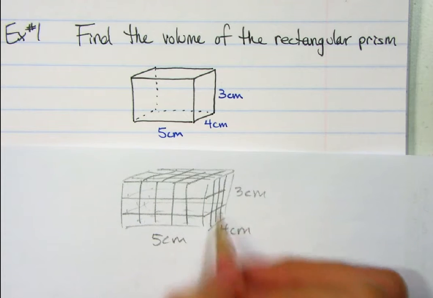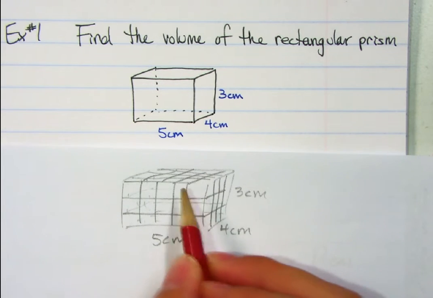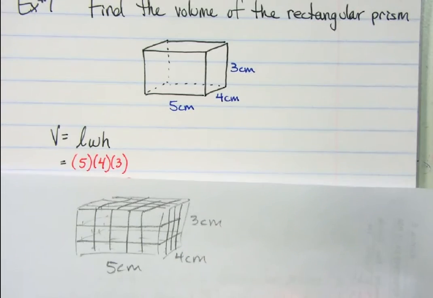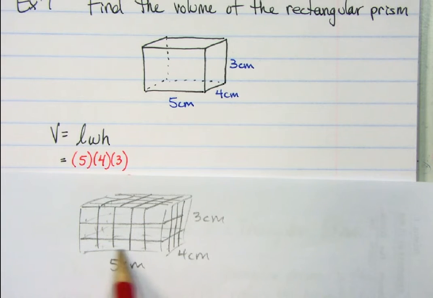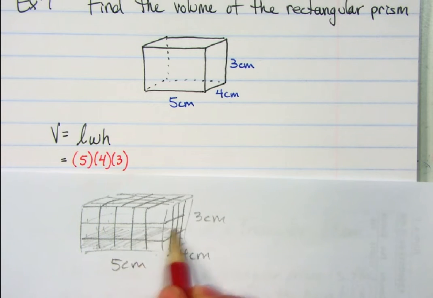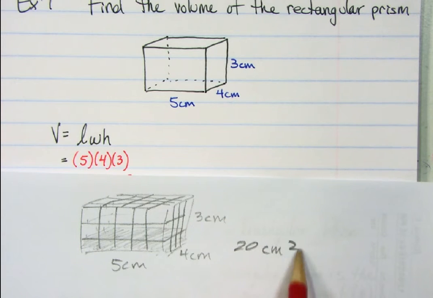So if you actually did the math there and counted how many blocks there were in there, you could figure out the volume. But instead of having to do all that drawing, what we can do is just use the formula and say, look, there's 5 across, there's 4 this way. So this first layer, if you will, this first layer right here, if you can see it, of blocks, is made up of 20 centimeters squared. That's the first layer.